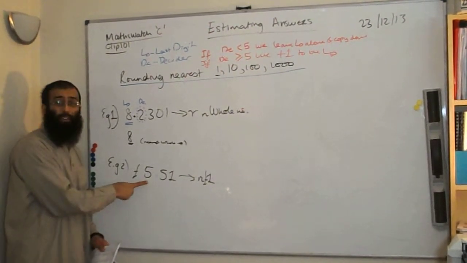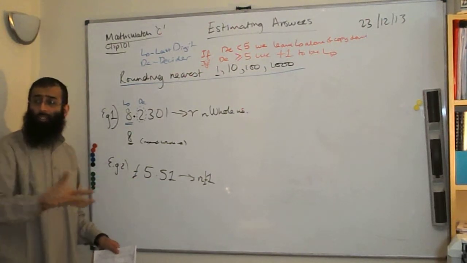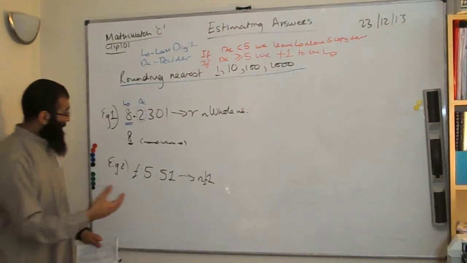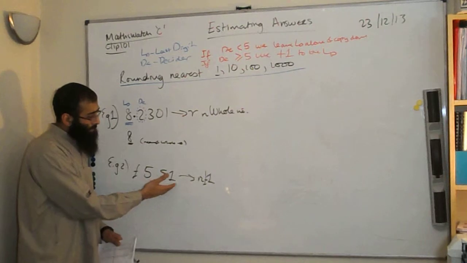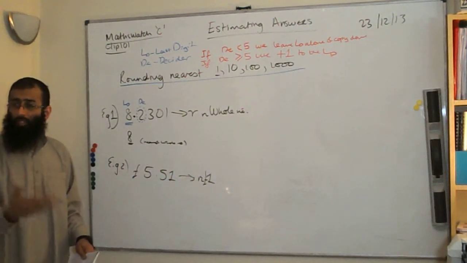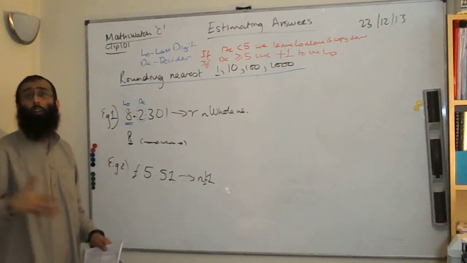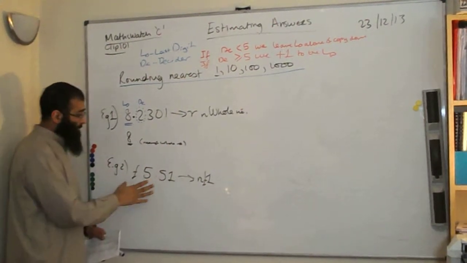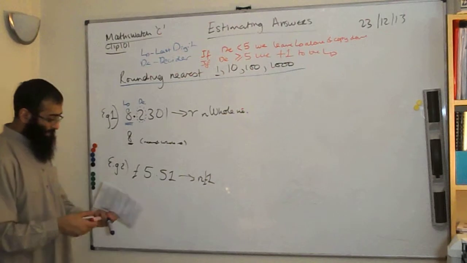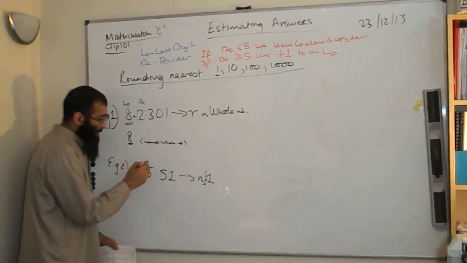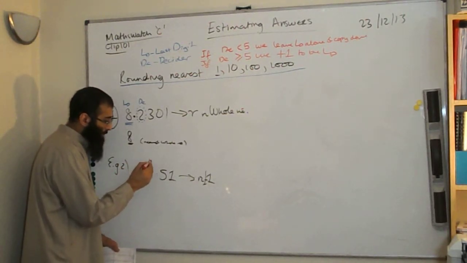Okay, so £5.51. Here we've got the context of money in this particular question. So we've got 2 decimal places here. If we have to round to the nearest pound, which is similar to saying round it to the nearest whole number, but in the context of money, it's talking about the nearest pound. So here's the pound part. This is the unit pounds.